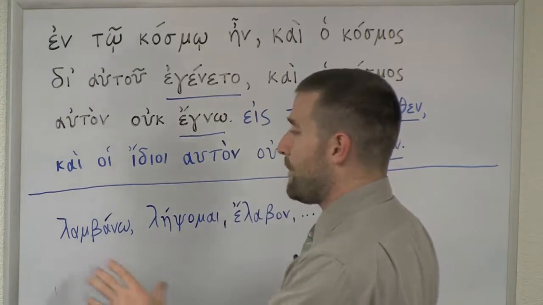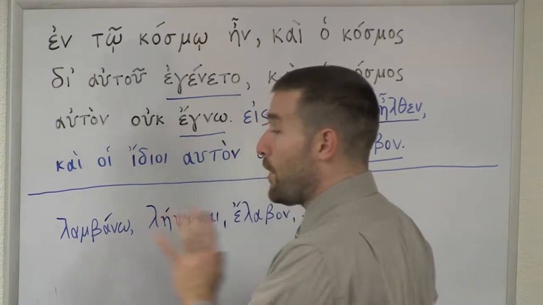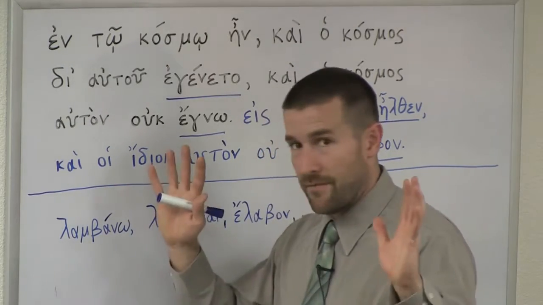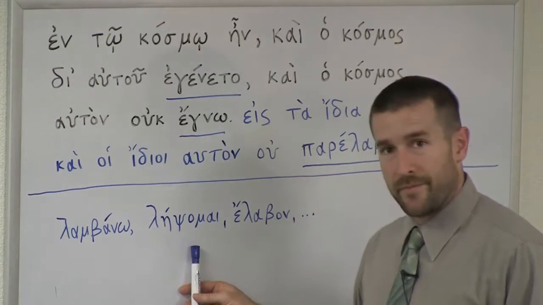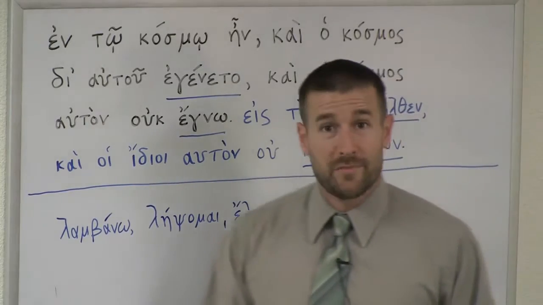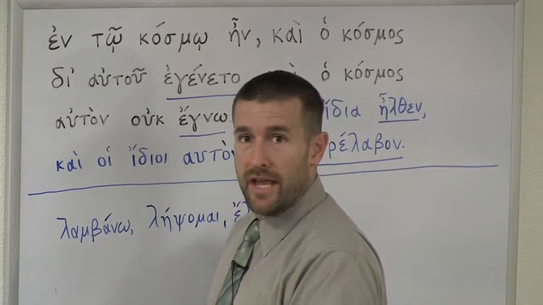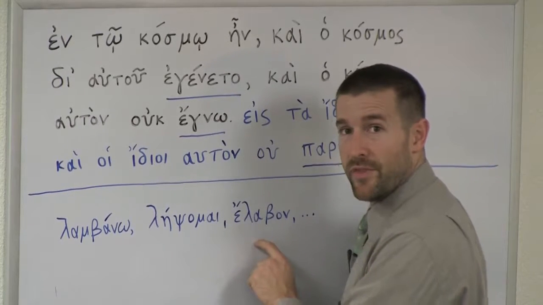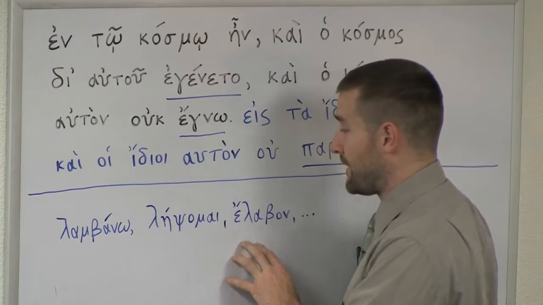For example, if we took the verb lamvano, which means I receive, the first of the 6 principal parts is going to be the present, which is just the basic lamvano. The second is going to be the future, lipsome. The third is going to be elavon, which is the aorist past, or the definite past. So basically, if you find a verb and it's got the 6 principal parts listed, the third one is the one that you're going to want to look at to get an idea of the aorist past, or definite past.